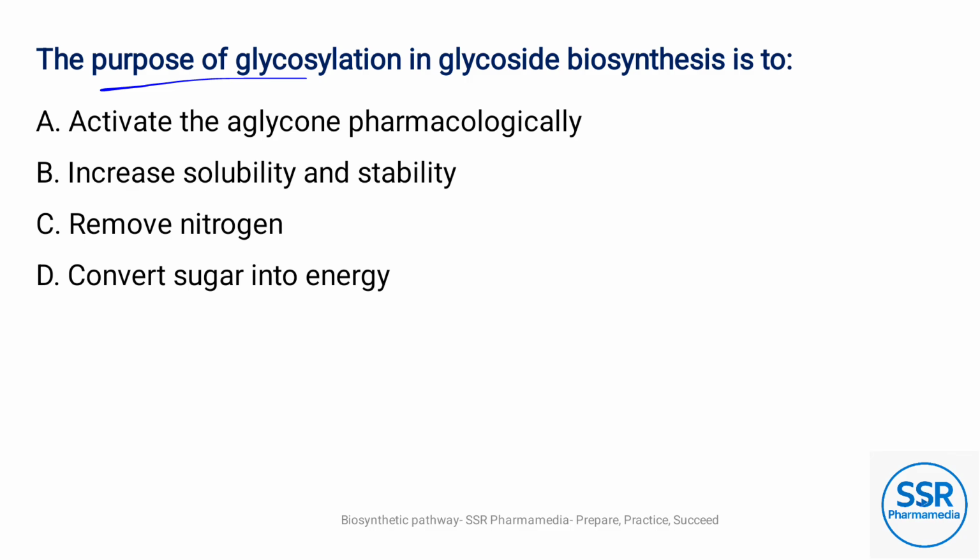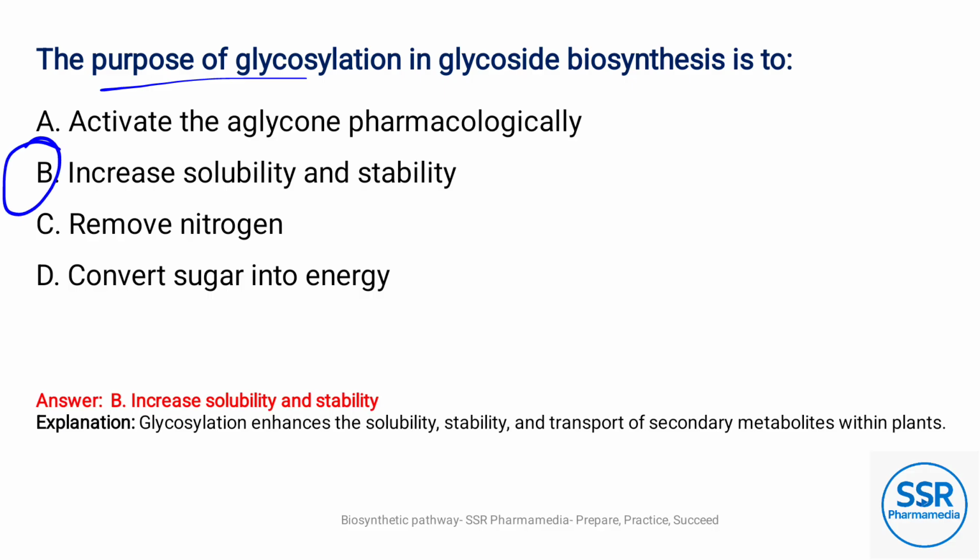The purpose of glycosylation in glycoside biosynthesis is to, so option B is the answer, increase solubility and stability. So glycosylation enhances the solubility, stability and transport of secondary metabolites within plants.